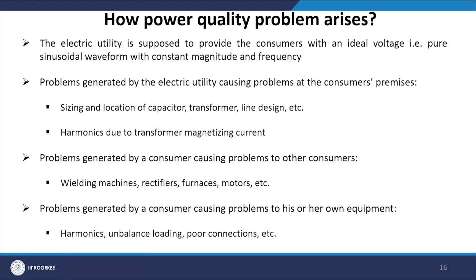Now, we will move to power quality, which is also an important issue within your distribution systems. So, first of all, what is quality of power, and how does a power quality problem arise? The electric utility is supposed to provide the customers with an ideal voltage that is a purely sinusoidal waveform with constant magnitude and frequency. So, the voltage signal is expected to have constant voltage and frequency, but this is practically not possible due to presence of many power electronic devices and other practical scenarios.